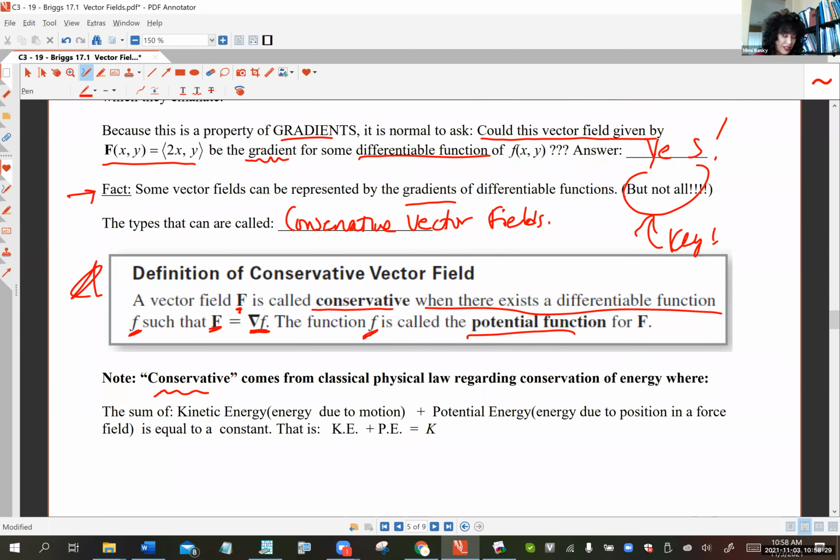Now, the word conservative isn't the kind of conservative that you may associate it with. It comes from the classic physical law regarding conservation of energy, where the sum of kinetic energy, the energy due to motion, plus potential energy, the energy due to a position in a force field, is equal to a constant. That is, kinetic energy plus potential energy is always constant. Thermodynamics. I have a meme for you at the end of this section that has to do with that. It's kind of fun. Physics.